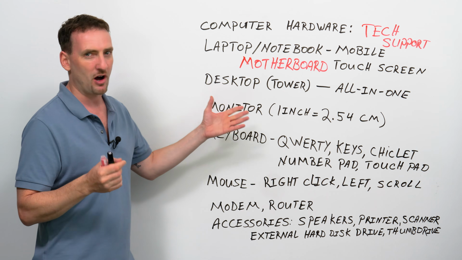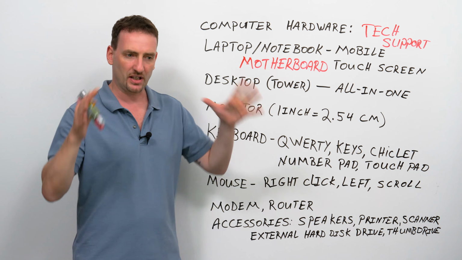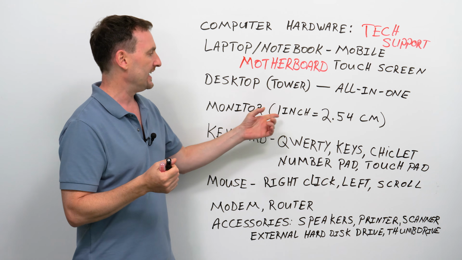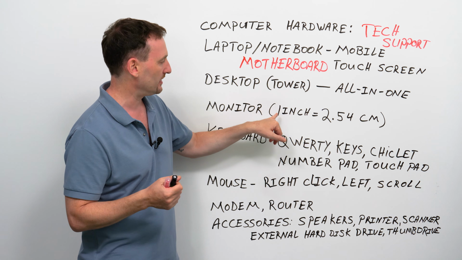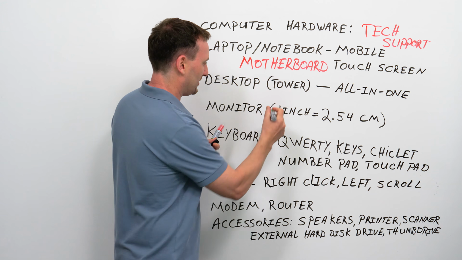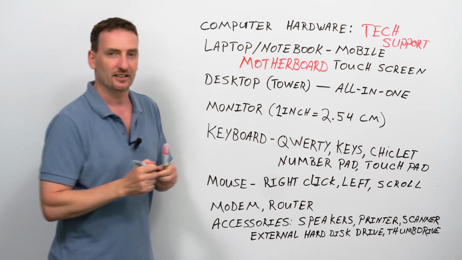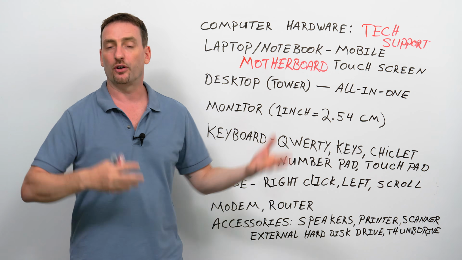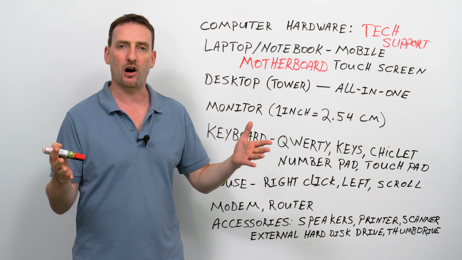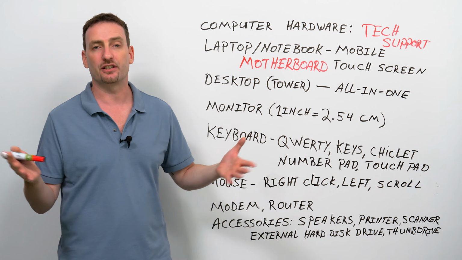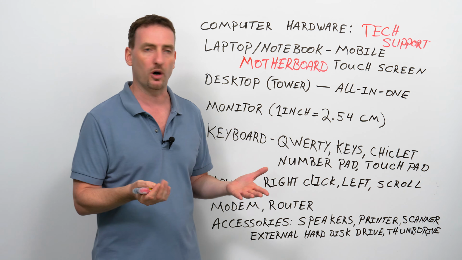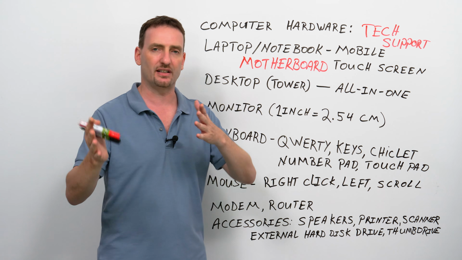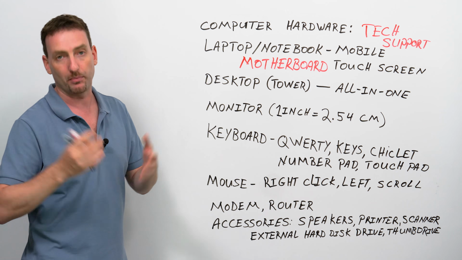Speaking of the monitor, it's basically like the TV. This is where you see everything that you're going to be doing on your computer. It is usually measured in inches, so let me just make this a little bit clearer so you don't get confused. Just so you know, 1 inch is 2.54 centimeters. If you're in North America and you're going to buy a monitor, they will ask you how many inches, like what size of monitor do you want? In other places, it might be by centimeters, so make sure you understand the differences.